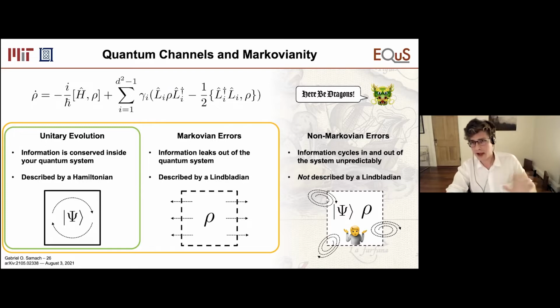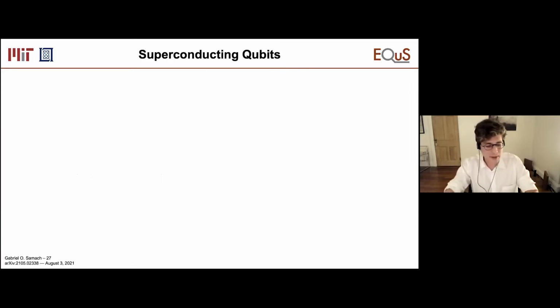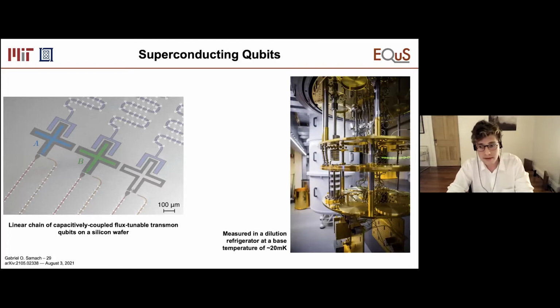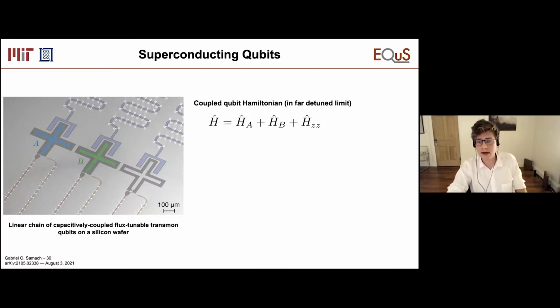So this is all abstract, at least to an experimentalist. So I'm going to drill in and show what this means for the devices that I study in my lab. In the engineering quantum systems group at MIT, we work primarily with superconducting qubits. Throughout the talk, I'm going to focus on this device that I show in this SEM image on the left. This is a linear chain of capacitively coupled flux-tunable transmon qubits on a silicon wafer. I'm going to focus on two of the qubits in this chain, which I'm going to call qubits A and B. And this device is going to be measured in a dilution refrigerator at a base temperature of about 20 millikelvin.